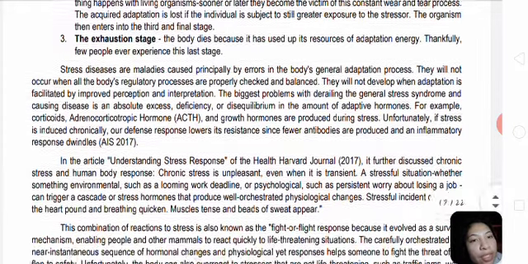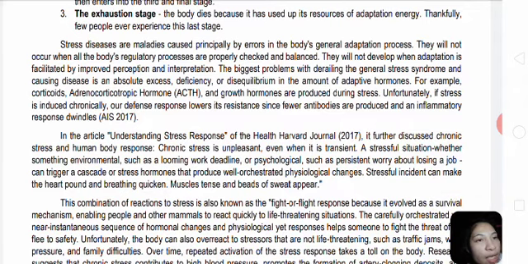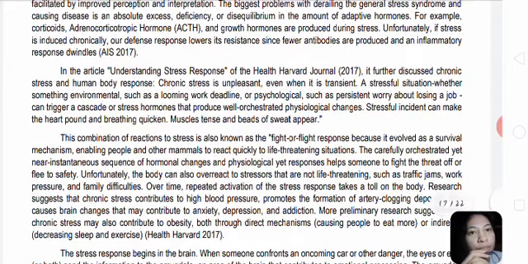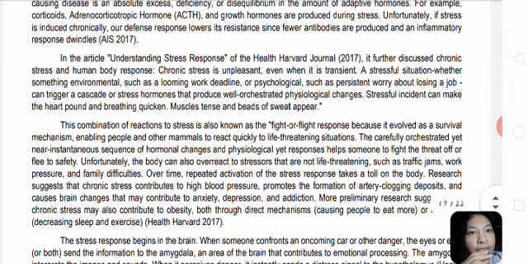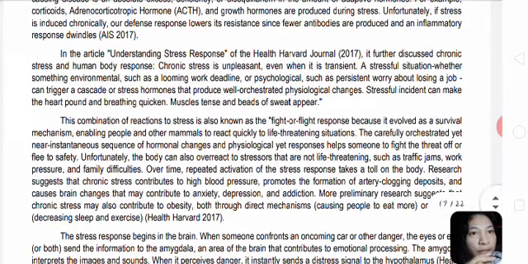In the article Understanding the Stress Response of the Harvard Journal, 2017, it further discusses chronic stress and the human body's response. Chronic stress is unpleasant, even when it is a transient stressful situation, whether something environmental such as a looming work deadline or psychological such as persistent worry about losing a job. It can trigger a cascade of stress hormones that produce well-orchestrated physiological changes. A stressful incident can make the heart pound, breathing quicken, muscles tense, and beads of sweat appear.